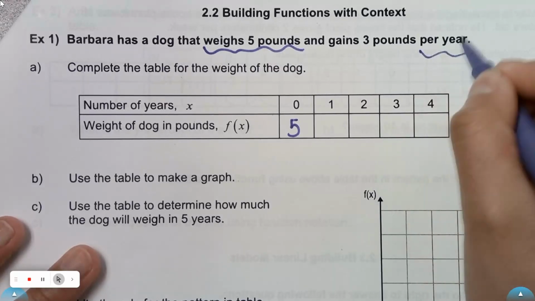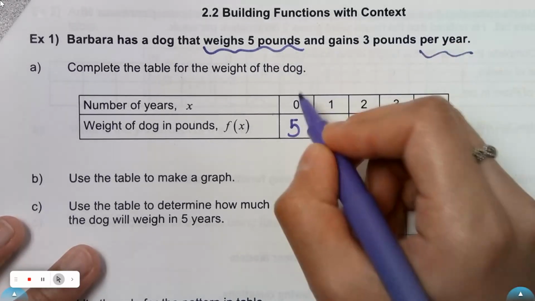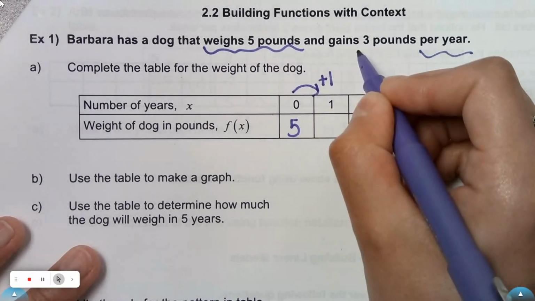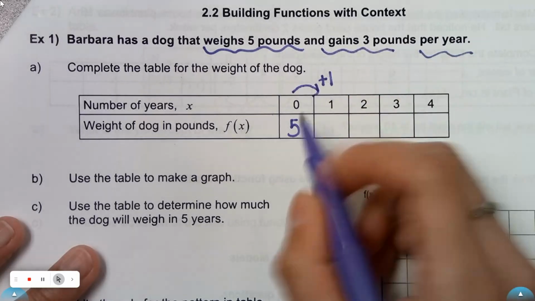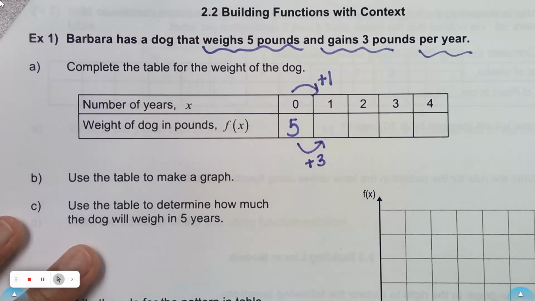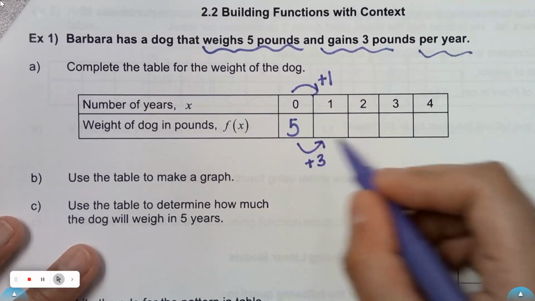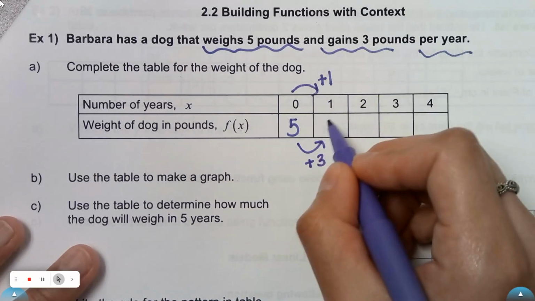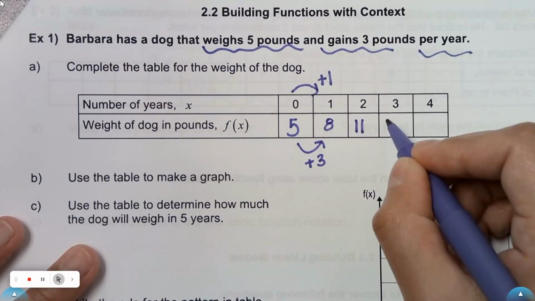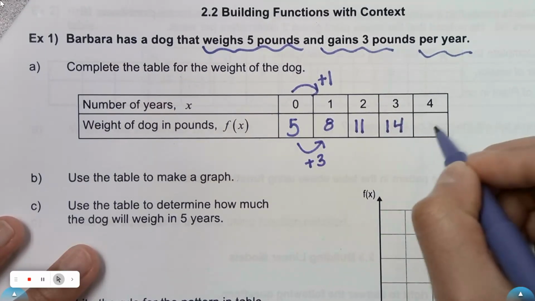Per year is every year, so every 1. So my number of years is increasing by 1. And the dog gains 3 pounds. So my pounds, I'm gaining 3 pounds. Let me fill in the rest of my table. So then this will be 8, 11, 14, and 17.